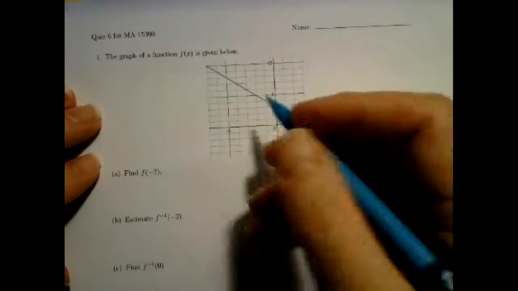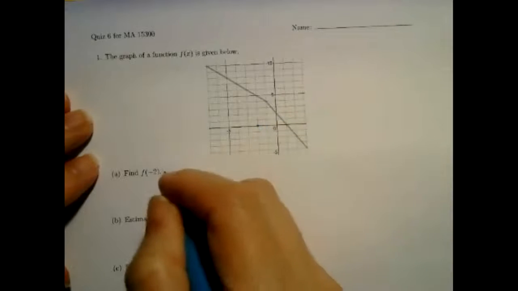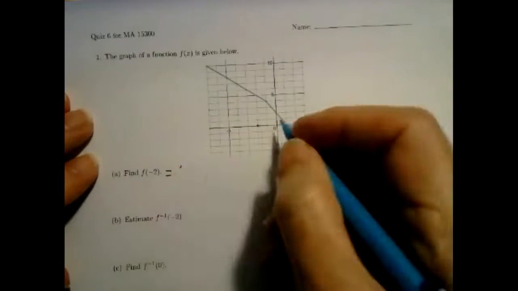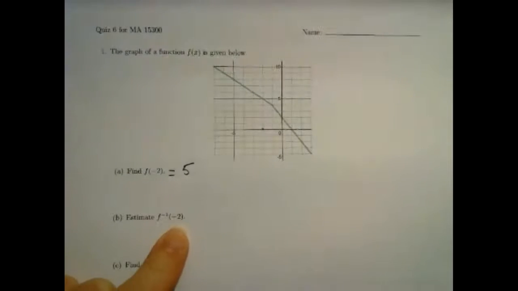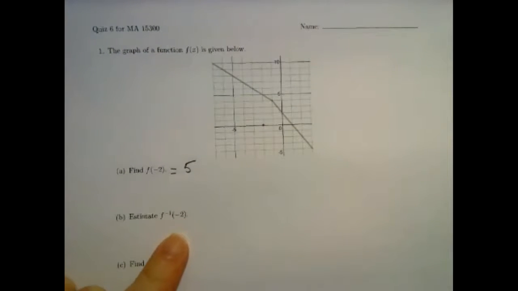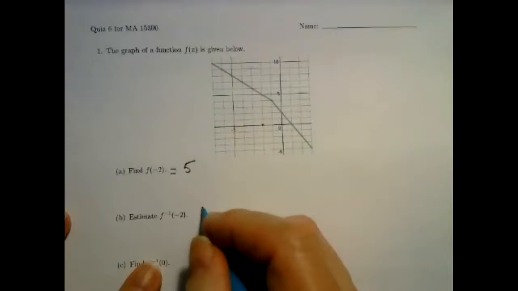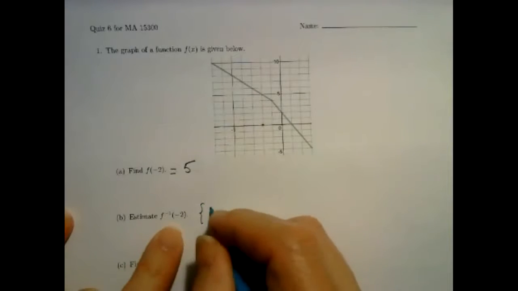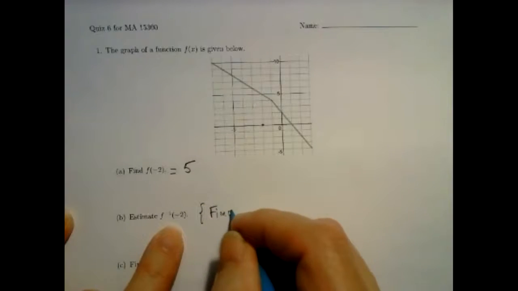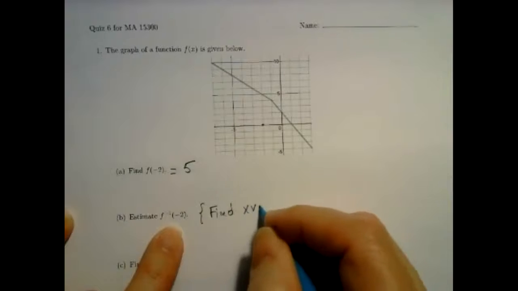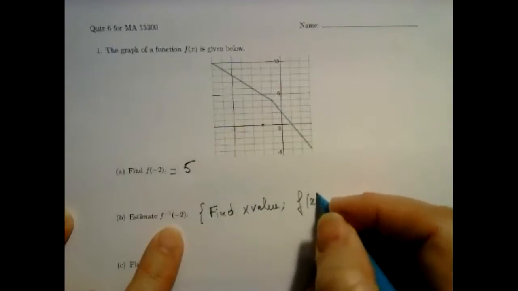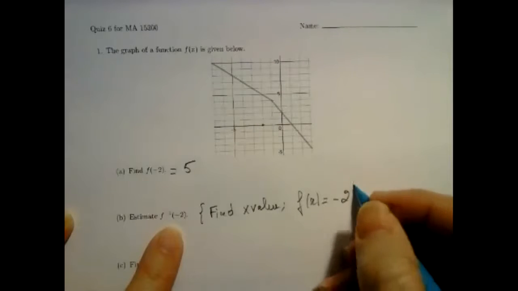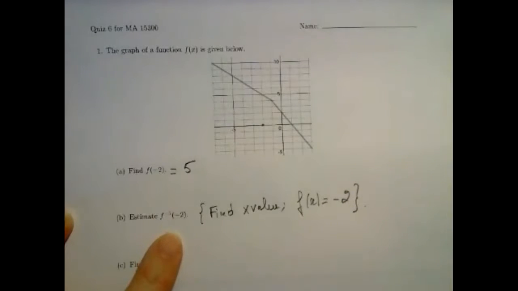So f of minus 2, of course, nobody had any issue with that. It is equal to 5. Okay, f inverse of minus 2, you had kind of issues with that. So I will remind you what it is. Finding the f inverse of minus 2 means find the x value such that f of x equals minus 2. You have to find the input that gives you an output of minus 2.